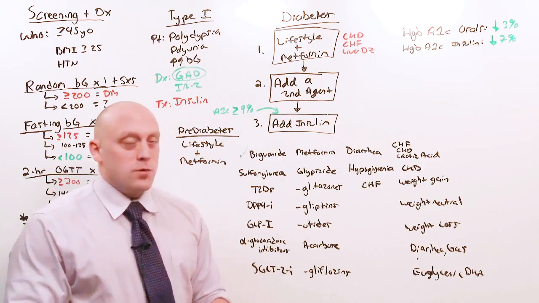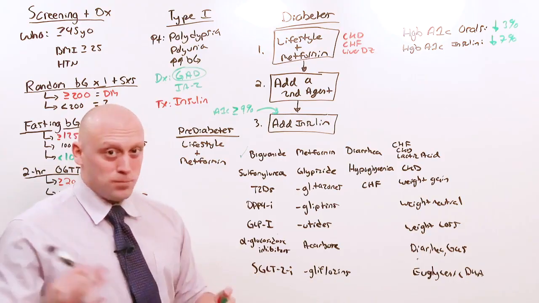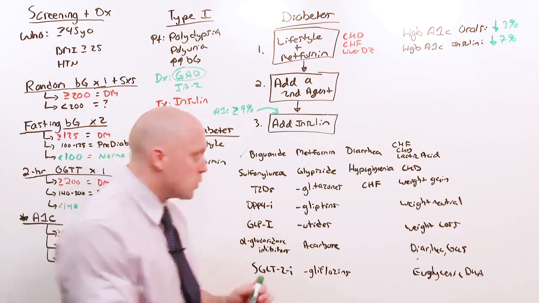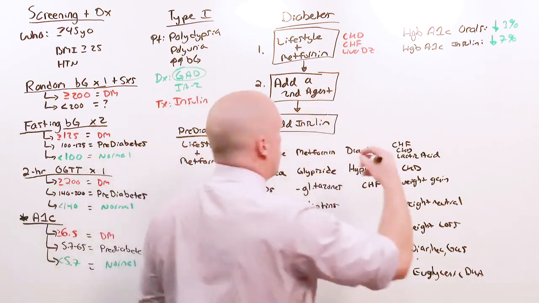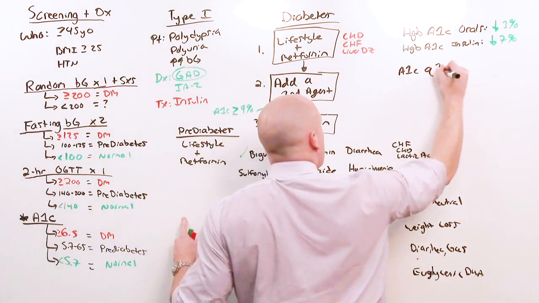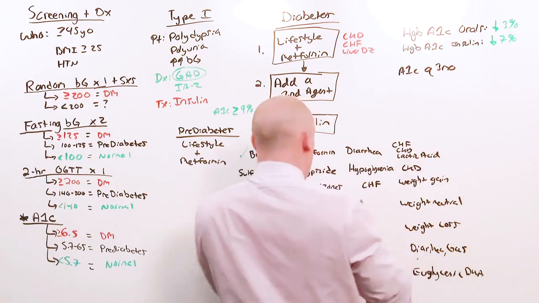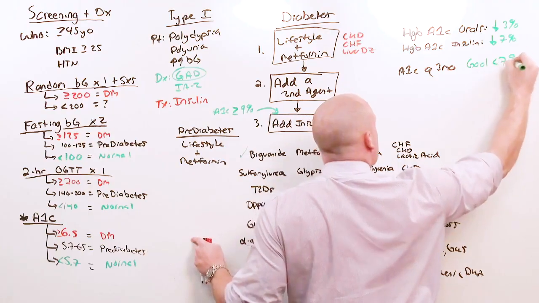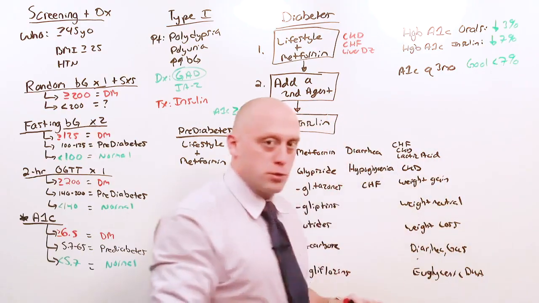Right. I'm going to finish off with what you do in the clinic, seeing patients who have diabetes. They kept saying, are you at goal, are you at goal, are you at goal? Well, one thing you want to do is an A1C every 3 months. And the goal is less than 7%. And that's not totally true.